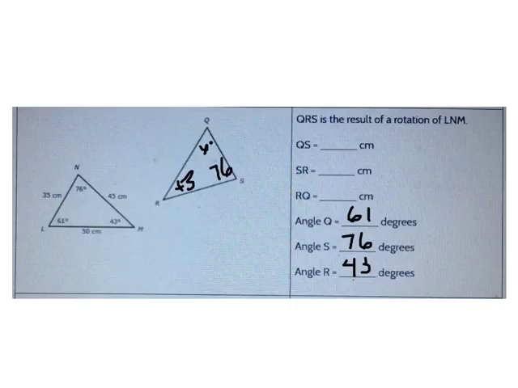Now that I have the angles labeled, it's easier for me to find my sides. What is the length of QS? Well, what's the length of the side between the 61 and the 76 degree angle? It's 35 centimeters. What is the length of SR? Well, what is the length of the side between the 76 and 43 degree angles? It's 45 centimeters. What is the length of RQ? What is the length of the side between the 43 and 61 degree angles? It's 50 centimeters.